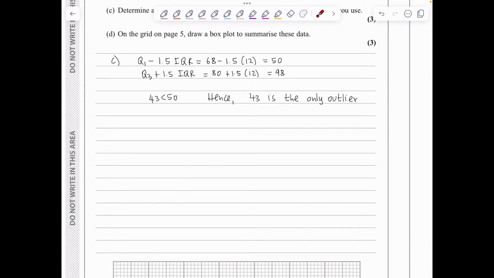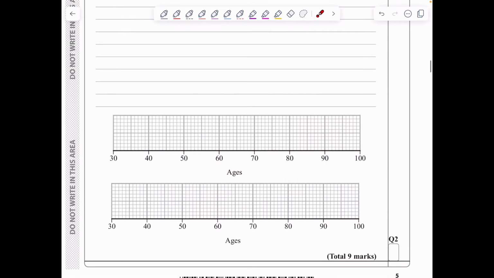We are then asked to draw a box plot to summarize this data, and there are actually two box plots that could be drawn, both of them scoring the 3 marks. We're going to discuss both of them here. I will start by drawing a cross at the position of the outlier at 43, and then we draw the box.